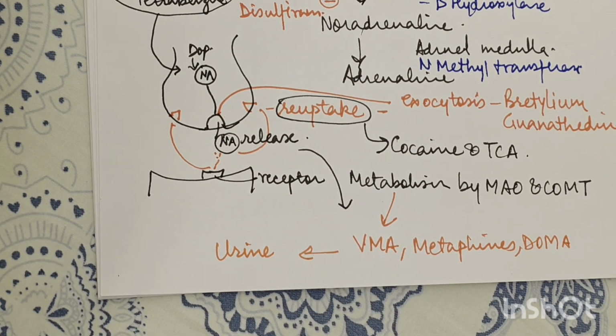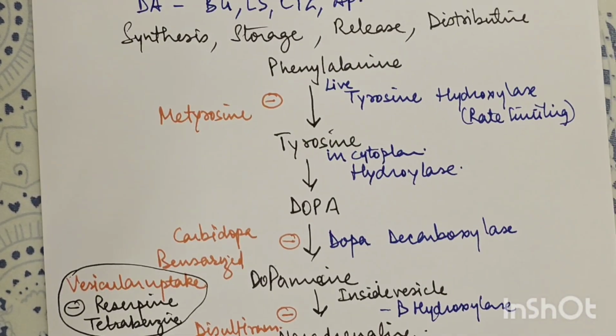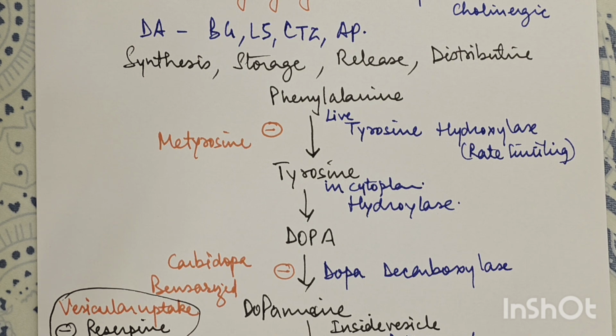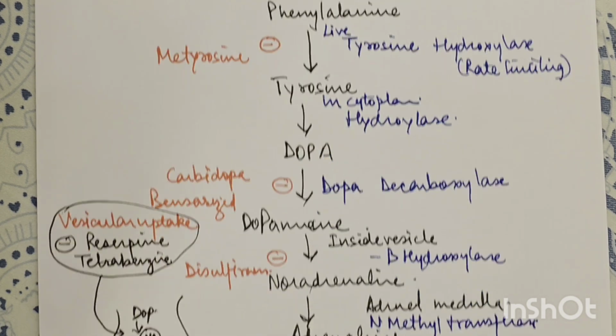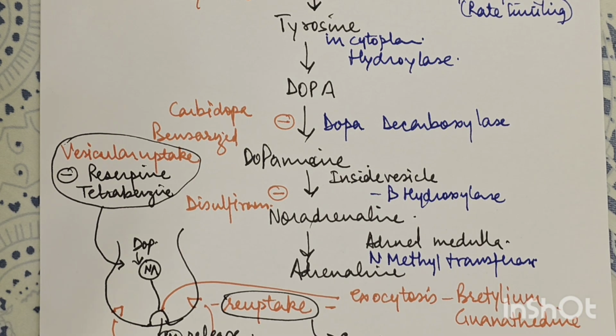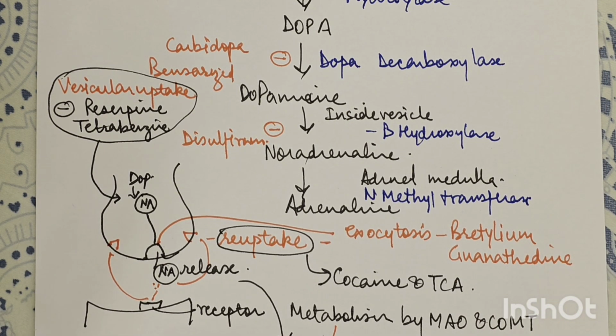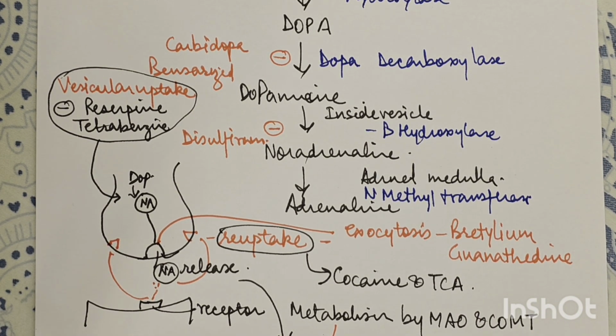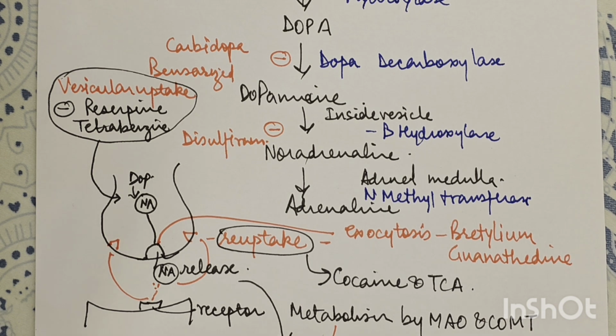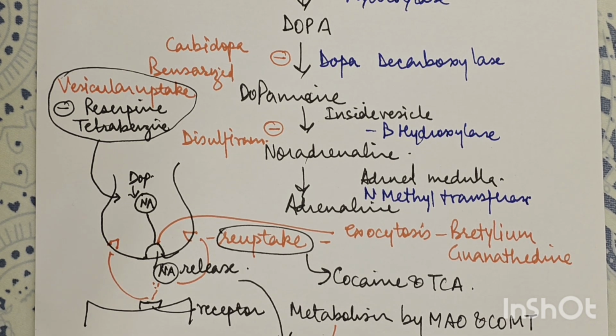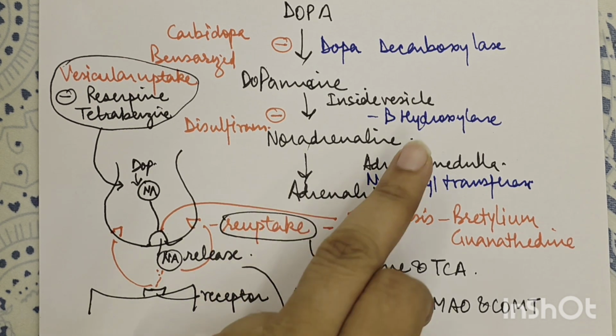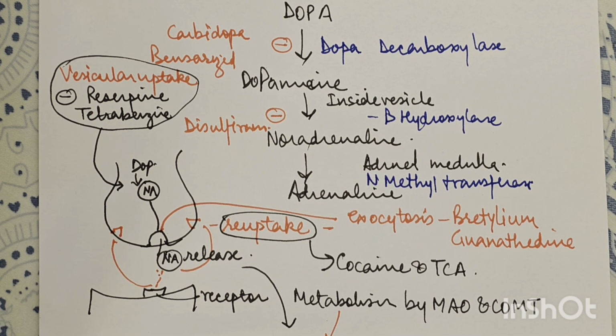So this is how the whole pathway goes; I'll repeat it once again. From phenylalanine, tyrosine is formed by the enzyme tyrosine hydroxylase, which is inhibited by tyrosine. This tyrosine is converted to dopa in the cytoplasm by the enzyme hydroxylase. Dopa is converted to dopamine by dopa decarboxylase, and it can be blocked by carbidopa and benserazide. Dopamine then goes inside the vesicle, and this vesicular uptake is blocked by reserpine and tetrabenazine. Then it forms noradrenaline by the enzyme beta hydroxylase, which is inhibited by disulfiram.